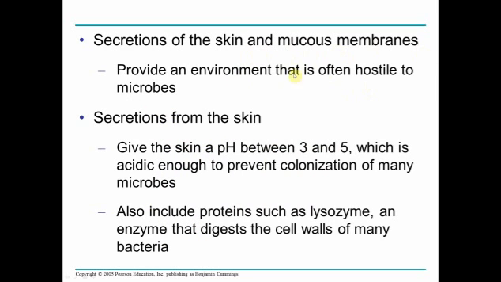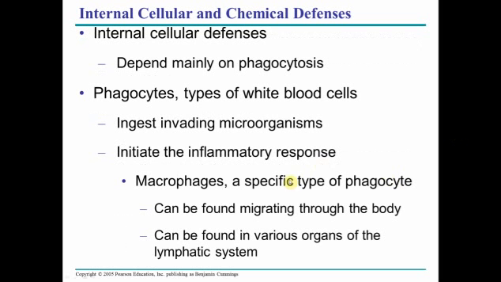Now, the skin and the mucous membranes make for a very difficult environment for these microbes. The skin, in part, also because it secretes or creates a pH between 3 and 5, which is slightly acidic and difficult to colonize. So if you took a pH strip and put it up to your skin and left it there for a little bit, it would turn a reddish, orangish-reddish color, because it's acidic. Your skin also produces some secretions that include lysozyme. Lysozyme is an enzyme that digests cell walls of a lot of bacteria, much the same as what you have in the lysosomes of your cells.